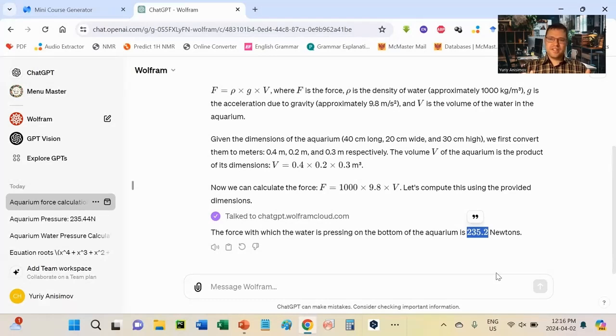All versions solved it correctly without any problems, unlike algebra or geometry, where we had different variants of solution and some of them were wrong. Here, all ChatGPT versions unanimously ended up with a correct answer. And that's awesome.